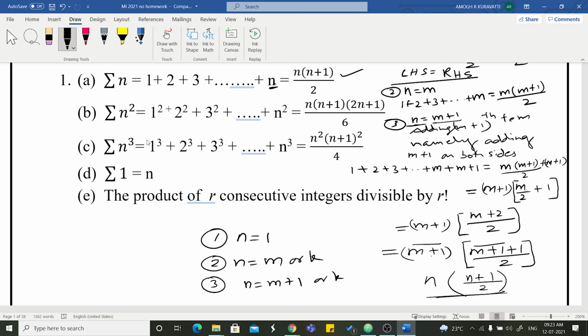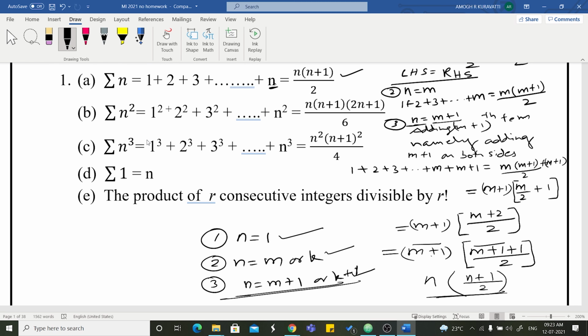Very simple concept, students. Okay. Definition perfect ಮಾಡ್ಕೊಳ್ಳಿ. ಯಾವ ಸ್ಟೆಪ್ಸ್ ಗಳನ್ನು ನಾವು ಅಪ್ಲೈ ಮಾಡಬೇಕು, ಸ್ಟೆಪ್ 1 n is equal to 1, step number 2 n is equal to m or n is equal to k, step number 3 n is equal to m plus 1 or n is equal to k plus 1. In all cases, the given data holds good.